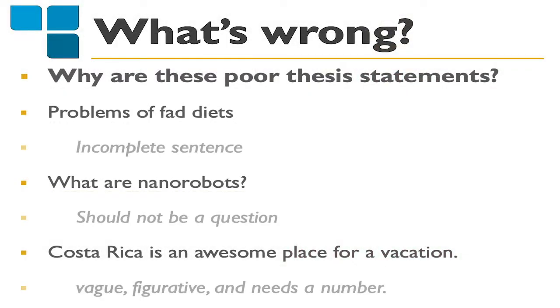First of all, with the problems of fad diets, it's an incomplete sentence. It's a phrase, and we want you to have a full sentence. Next, with what are nanorobots? Well, quite obviously, that is a question, and we don't want you to have a question in there. We want you to have a full sentence and not be asking your audience what the thesis is. And then as far as Costa Rica being an awesome place to visit, that word awesome is the problem. That is, again, kind of a figurative word. And frankly, for all three of them, none of them use the number. They don't use any number at all.